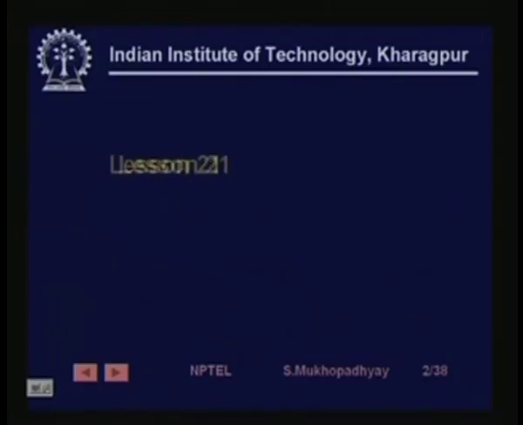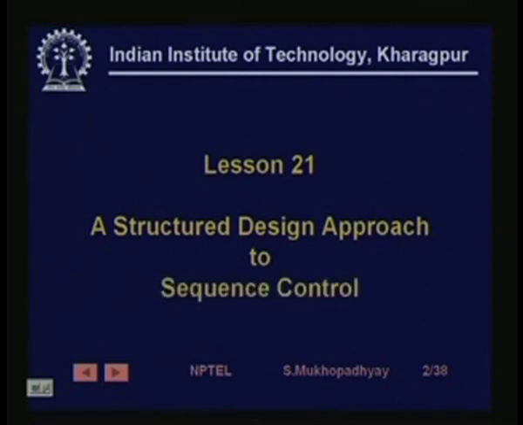So, welcome to lesson 21 of the course Industrial Automation and Control. In this lesson, we are going to learn a structured design approach to sequence control. So far, we have mainly seen the programming constructs, small program segments, timers, counters. In this lesson, for the first time, we will see, given a practical problem, how to study the problem, what are the steps that you go through to finally arrive at an RLL program.